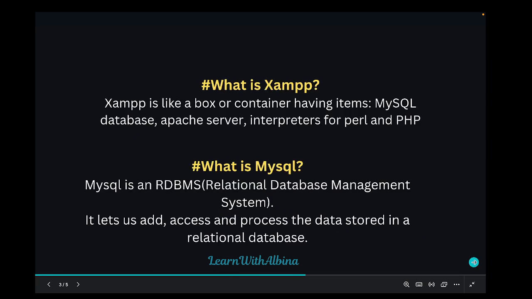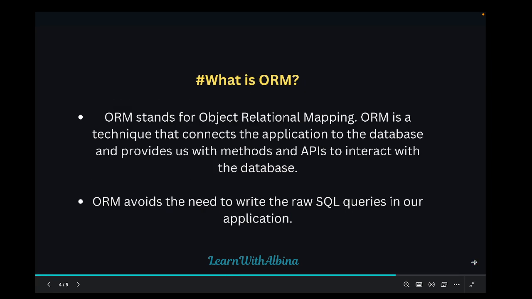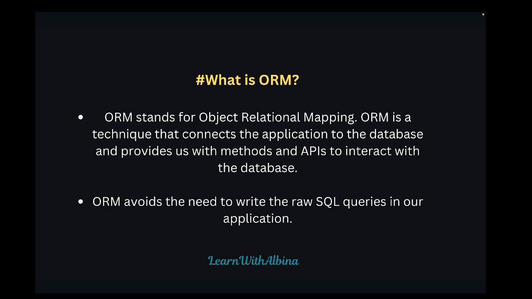So what is ORM? ORM stands for Object Relational Mapping. An ORM is a technique that connects the application to the database and provides us with methods and APIs to interact with the database. So ORM is nothing but a technique that connects an application to the database.